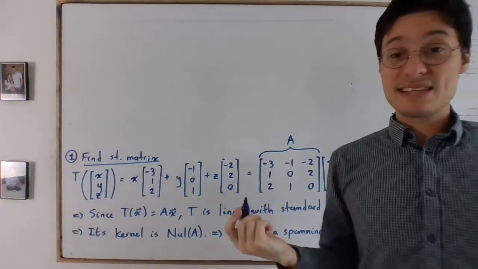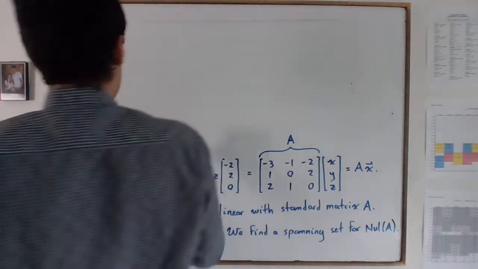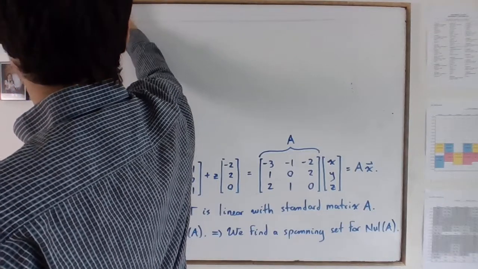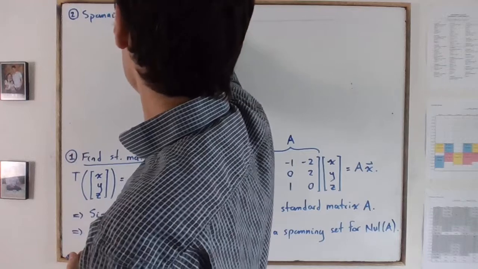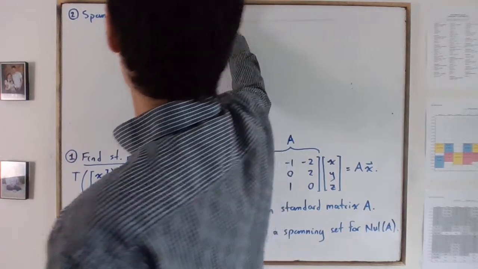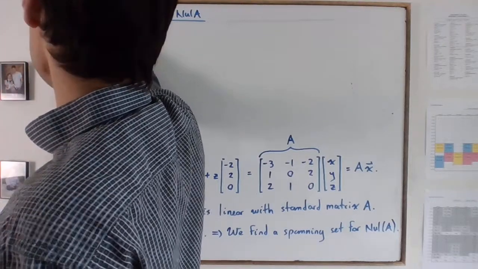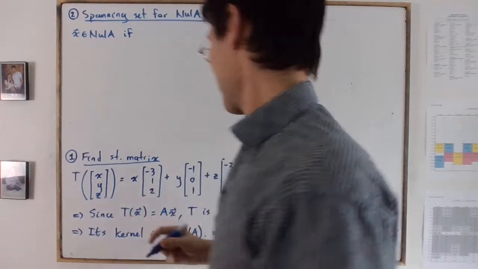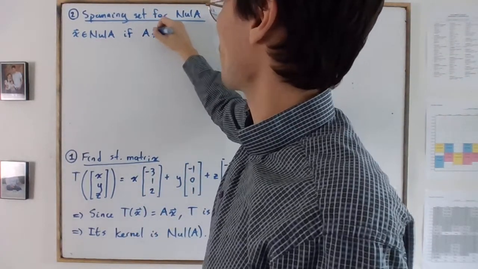So to find a spanning set, we use the same method as what was covered in class. So let's actually write this spanning set for null A. How do we do that? Well, very simple. X is in null A.